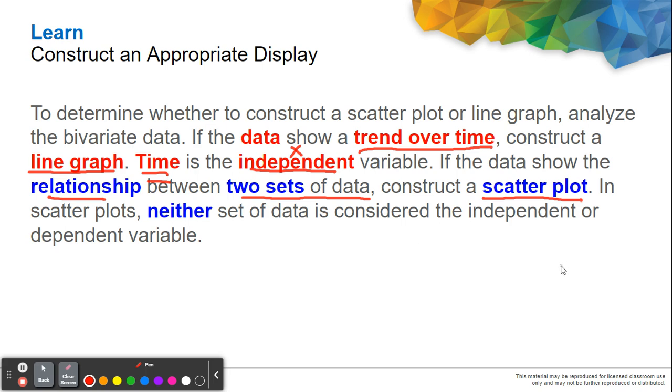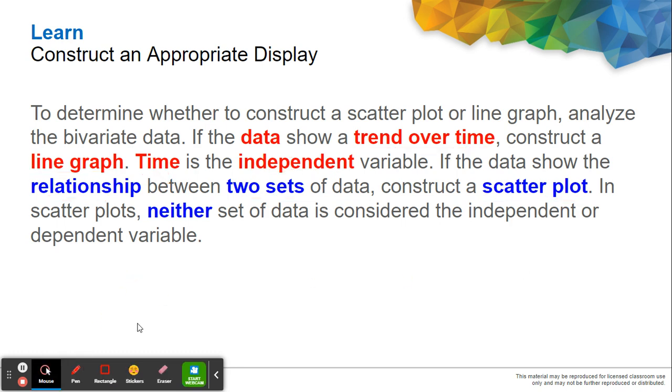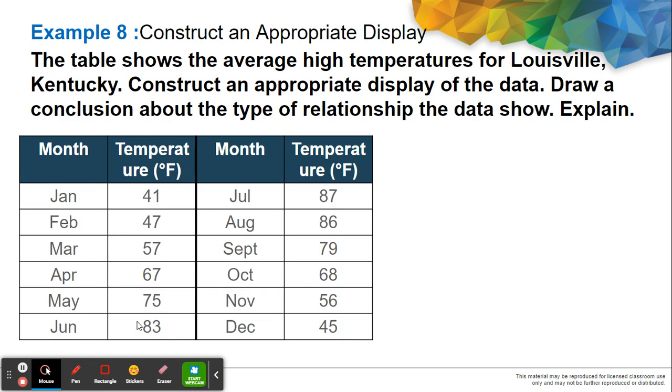So let's apply this in deciding which graph is best to display our data. We have four examples for this. Let's dive in with our first example. The table shows the average high temperatures of Louisville, Kentucky. Construct an appropriate display of data, draw a conclusion about the type of relationship the data show, and explain. Obviously, as you can see, we have our months, January to December, and it gives you a hint what kind of graph we need to use.